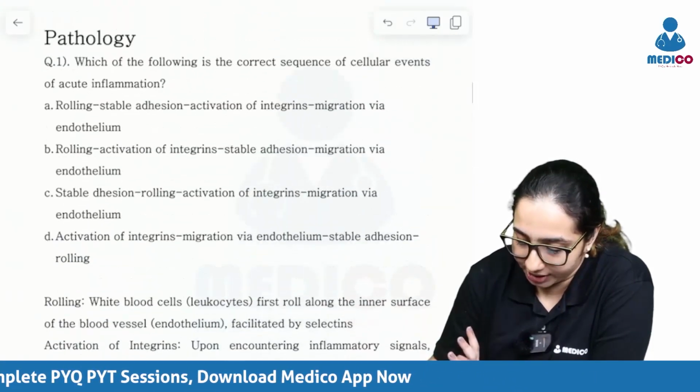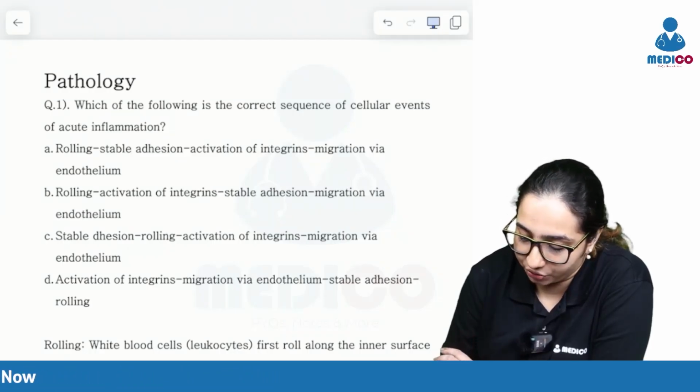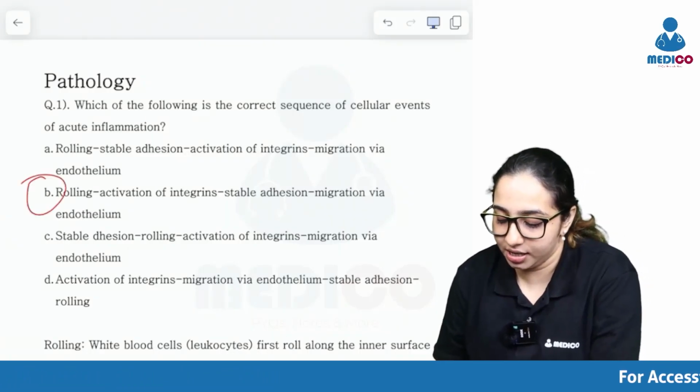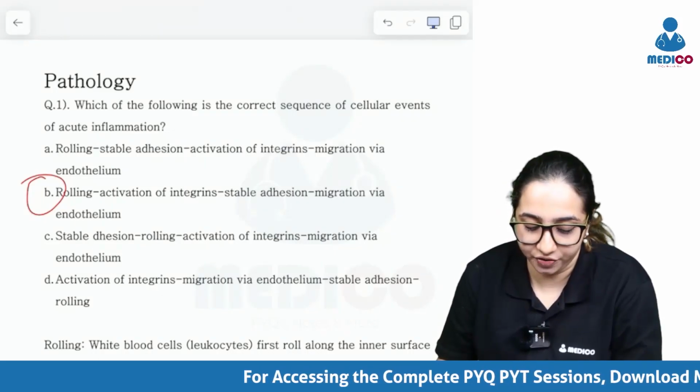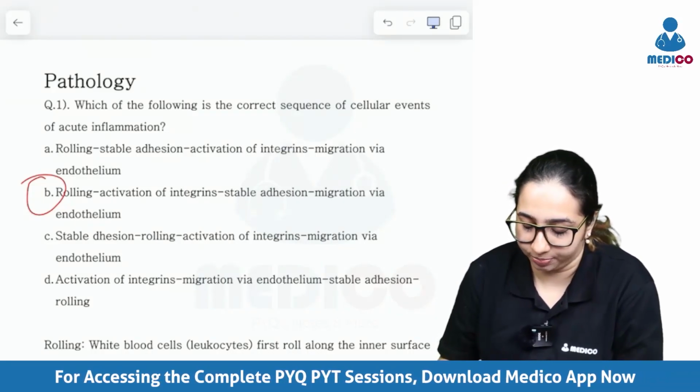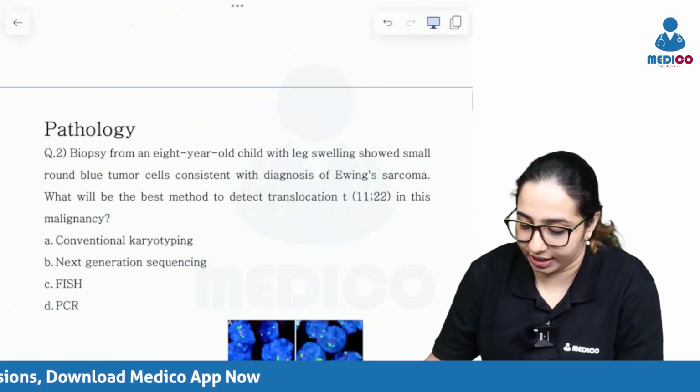So moving on to our question, which of the following is the correct sequence of cellular events of acute inflammation? The answer is B. You have rolling, you have adhesion, and you have transmigration. Okay. I hope it is clear. We'll move on to the second question.